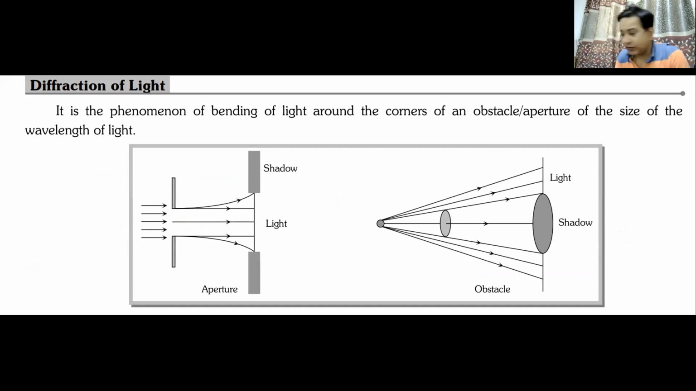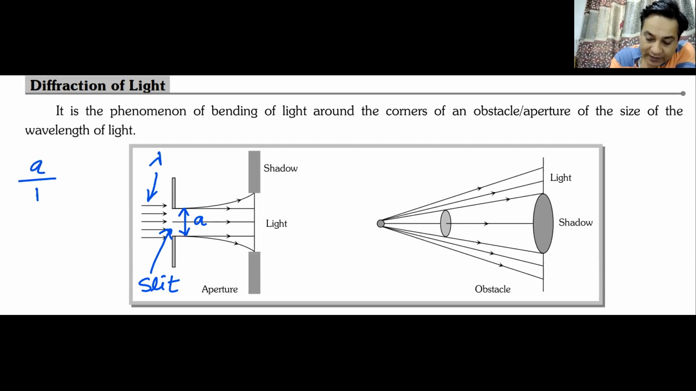Okay. Then this is what you can see as diffraction. This is a diagram of diffraction. You see that there is a wave coming from here. This is a slit or a small opening. Do you see this small opening on the screen? Yes, sir. Now, if the width of this slit is a and the wavelength of this wave is lambda, you must remember that a by lambda should be approximately equal to 1. Do we remember this?